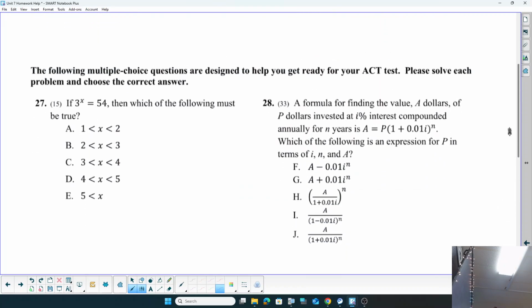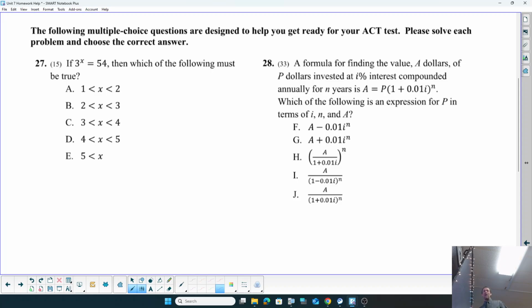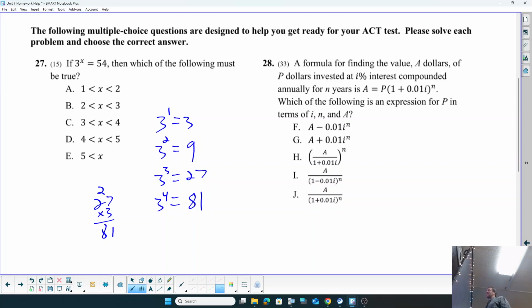Okay, so then we're looking at our last one here. Number 27. 3 to the x power equals 54. Which of the following must be true? Well, 3 to the first power is 3. 3 squared is 9. 3 to the third power, 3 times 3 times 3, is 27. 3 to the fourth power, I think, is 81, right? 27 times 3 more. Carry the 2, 6, 7, 8. Yep, 81. So basically 54 is going to be in between 3 and 4. Which is letter C. Woo! Just making sure. Yep, we're good.